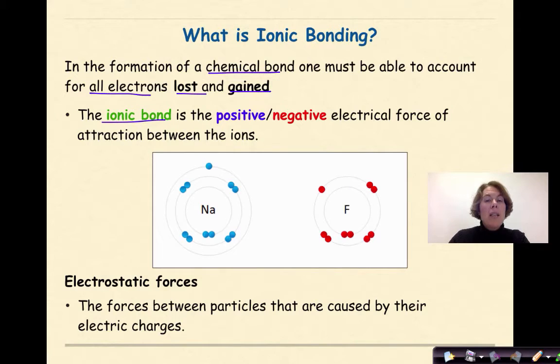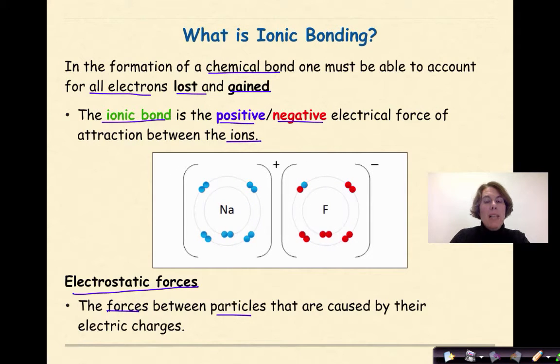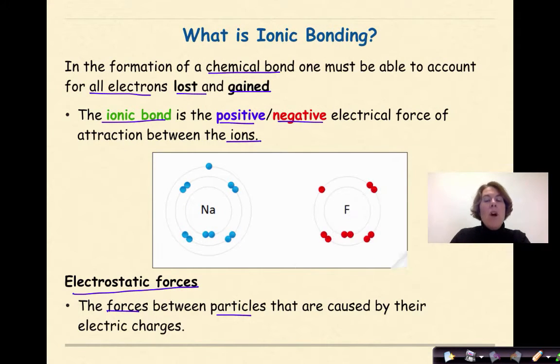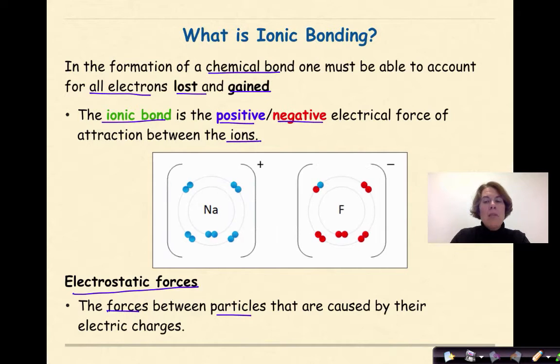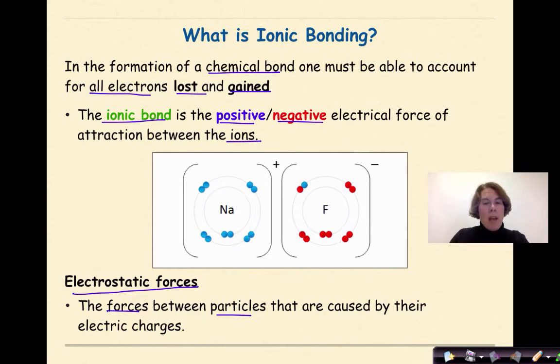The ionic bond is the positive, negative electrical force of attraction between the ions. These are known as electrostatic forces, the force between the particles that are caused by their electric charges. So if we look at our little example here, we see the sodium again donating the electron to the fluorine. The fluorine accepts it, the sodium becomes positive, and the fluorine becomes negative, forming that ionic bond between the two ions. So we go from atoms to ions, this becomes positive, this becomes negative, we form that ionic bond.